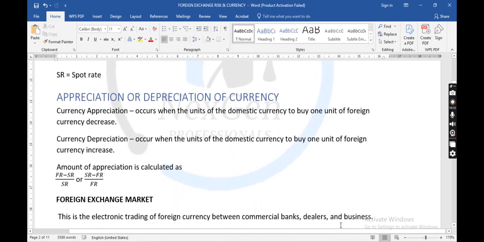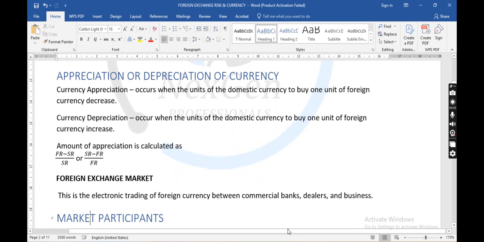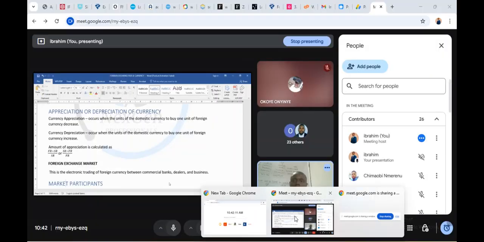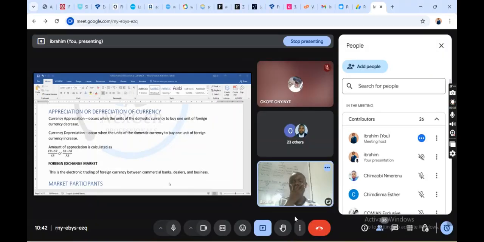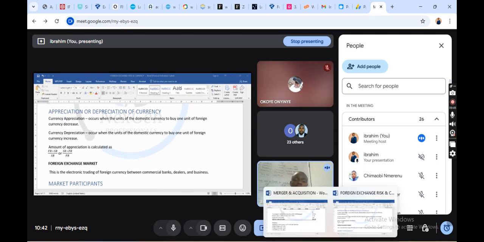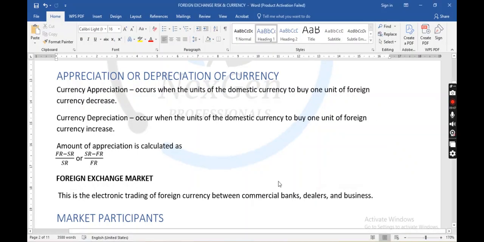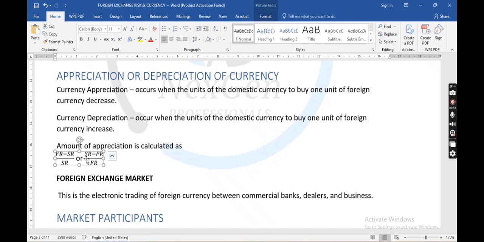So we move further to talk about appreciation or depreciation of currency, right? This part is also very, very important.